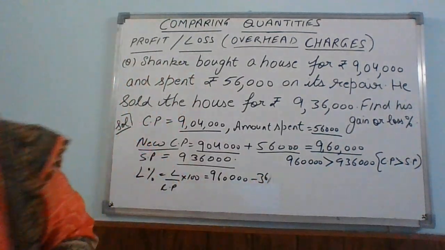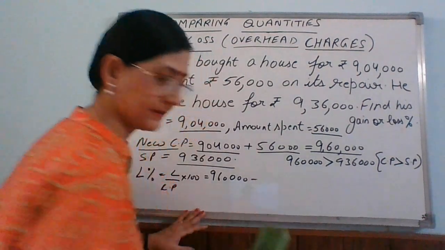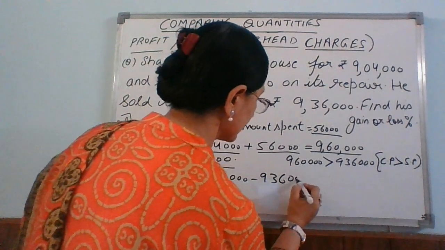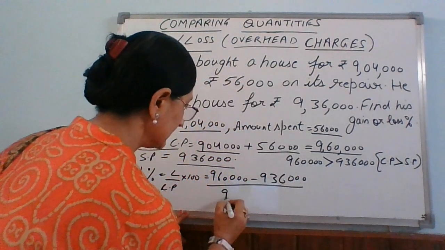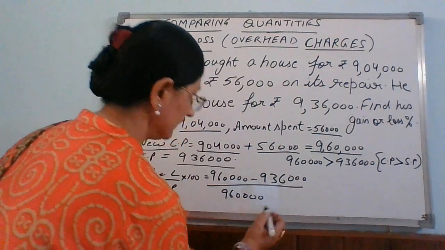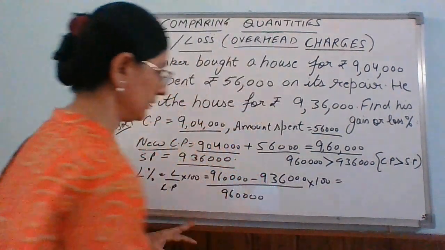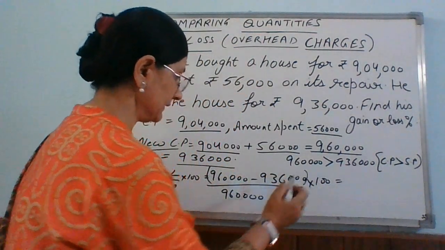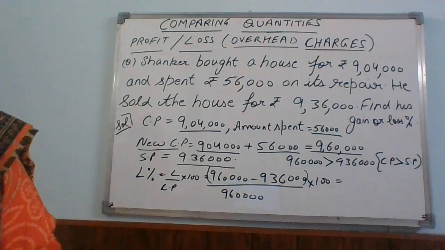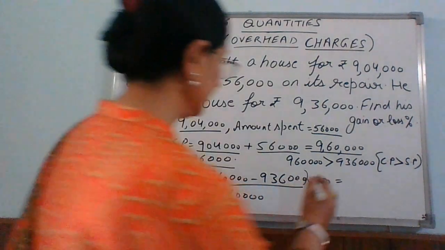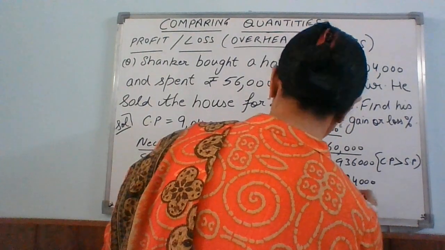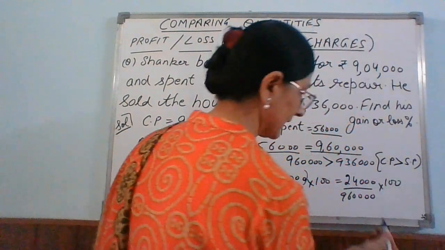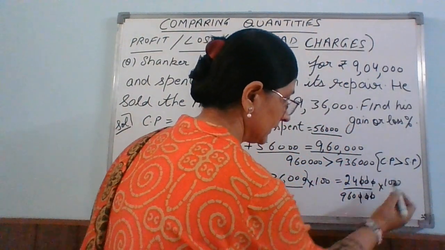Sorry, just a second, I'll write this. Okay, now 9,36,000 upon the CP, the new one. Okay, children, right, into 100. You can solve this and you'll be able to find out. First you find the difference here, right? The difference, you'll be able to find out that difference will be 24,000 upon 960,000 into 100, right? You can cancel out the zeros, 1, 2, 3, 1, 2, 3, 1 with this, right?